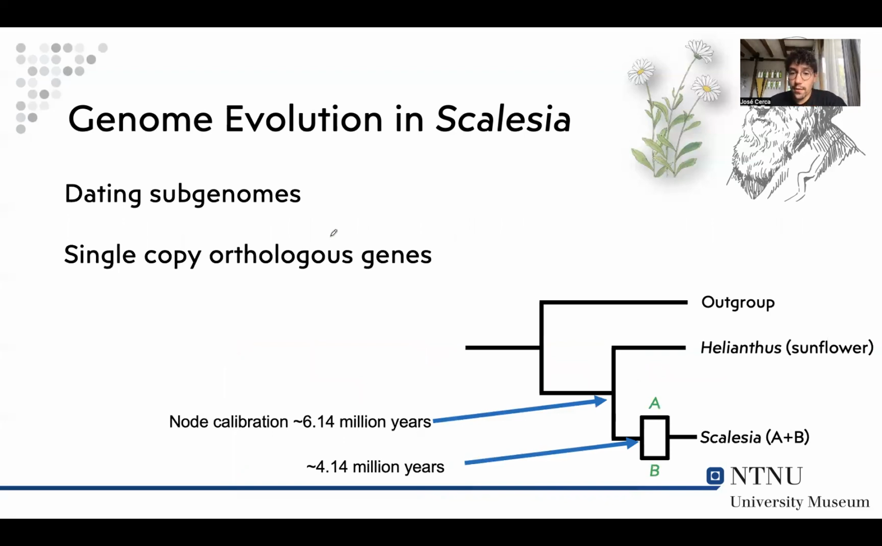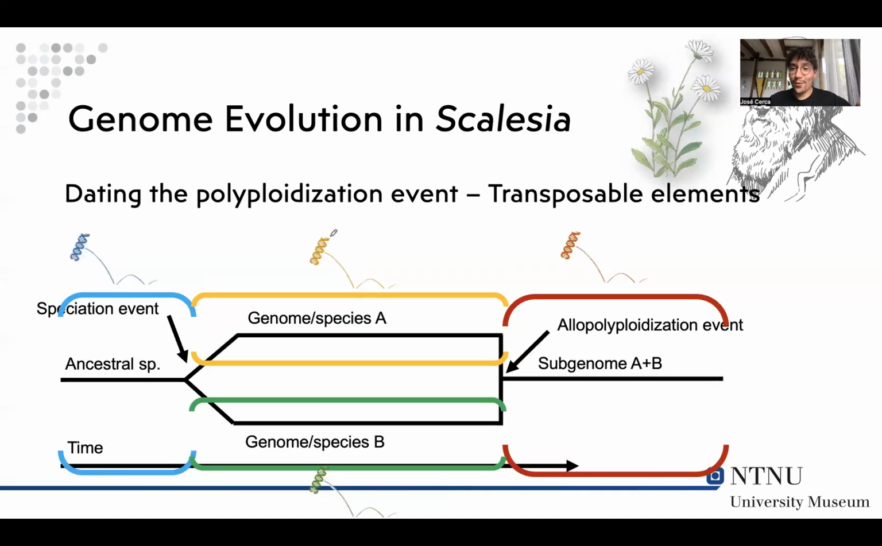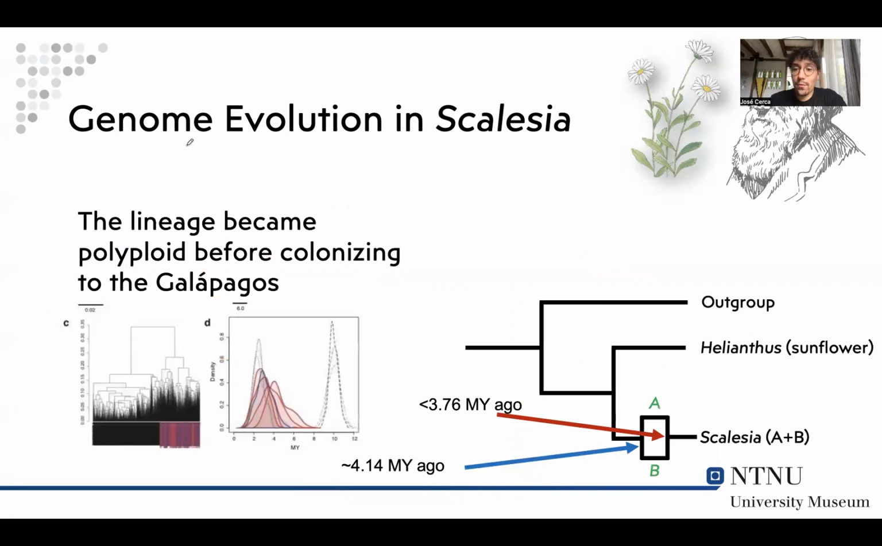To actually date their separation, I did some node calibration with Helianthus, and this was confirmed now with KS plots, and I obtained an estimation of 4 million years. So it comes across, if we use Mario's date, that they became polyploid before coming to the Galapagos. And then for the polyploidization event, what I did was resort again to the transposable elements, but now focusing on the recent ones, the transposable elements that are equally and evenly represented on both subgenomes. And then I wanted transposable elements also present in Helianthus, so I can do genetic distances.